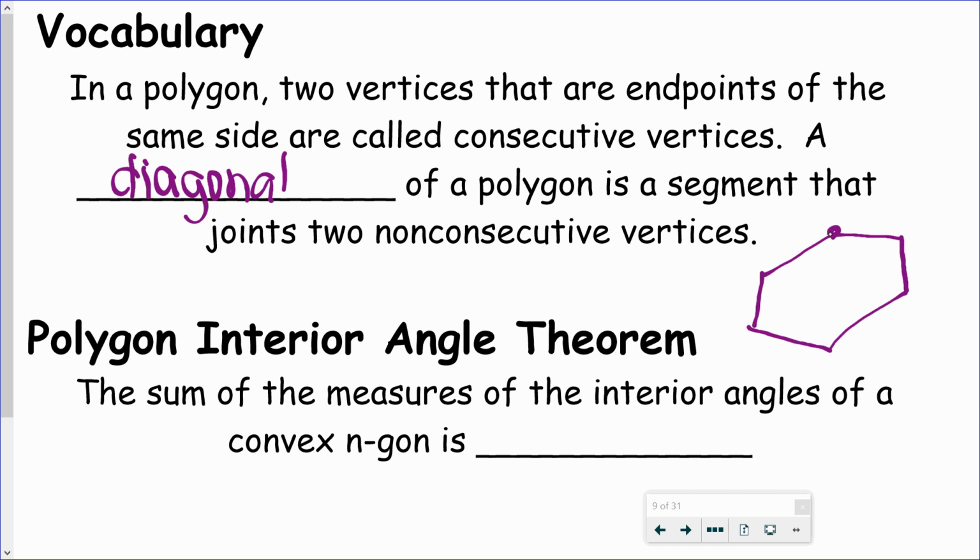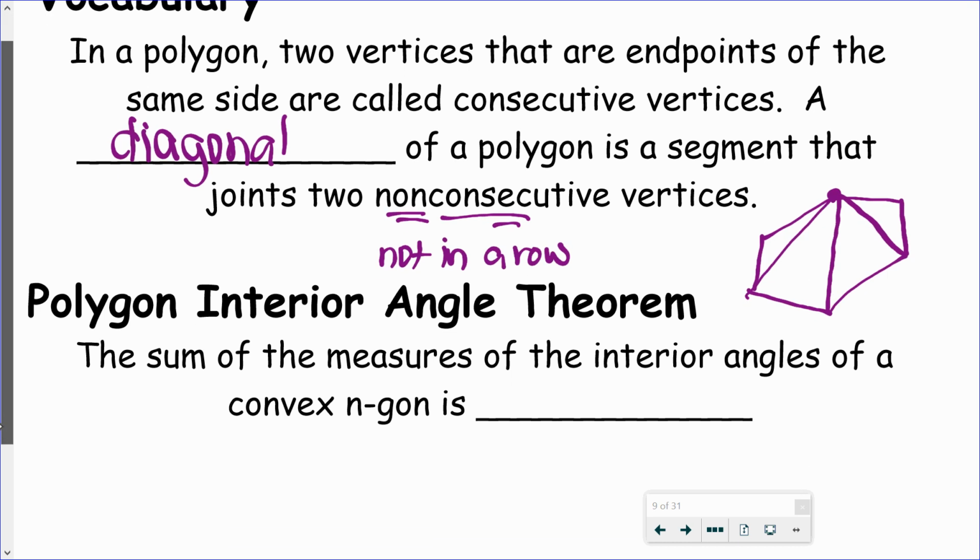It connects two non-consecutive vertices, meaning not in a row, okay? So if you look at this, that's non-consecutive, that's non-consecutive, and then we also have this. Technically, consecutive would mean right next to. We don't want to connect that. That doesn't make a diagonal. So in this case, we have a six-sided figure, so a hexagon, and it has 3 different diagonals. Actually, there's more than that because you could go ahead and do all of these. So kind of think about how that would all look with diagonals.